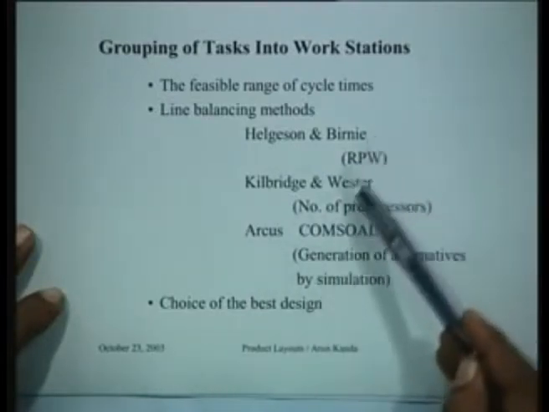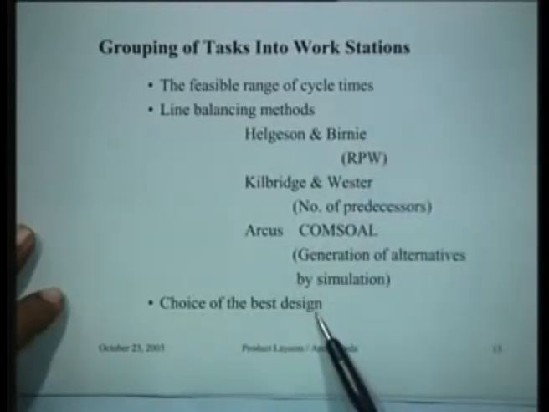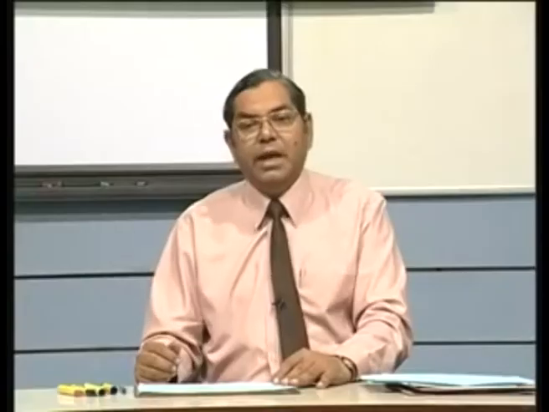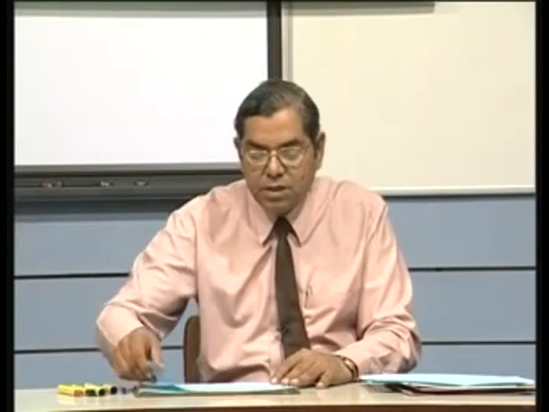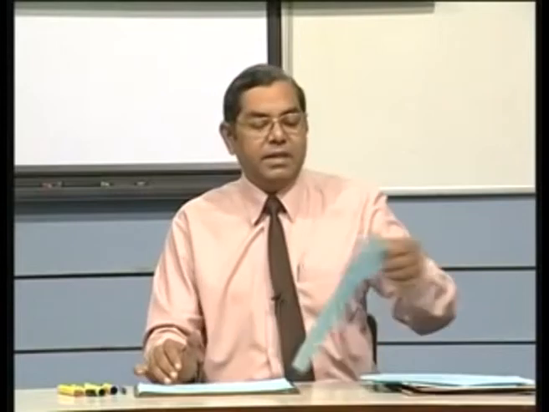Once we have generated a large number of options, the next stage is choosing the best design. Choice of the best design obviously depends upon things like balance delay and idle time for the operation, which should be minimum. So this is the broad picture of how the assembly line design proceeds. Let us now take an example.